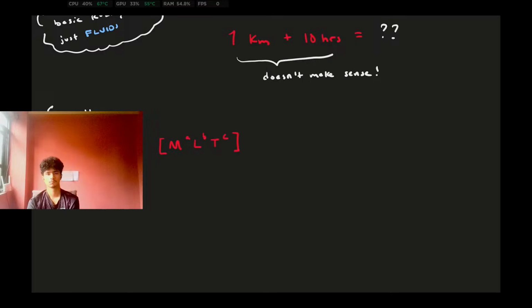Let's consider generalizing dimensional homogeneity. To ensure that the three base dimensions are consistent throughout an equation, the exponents of each base dimension must be equal on both sides of the equation.